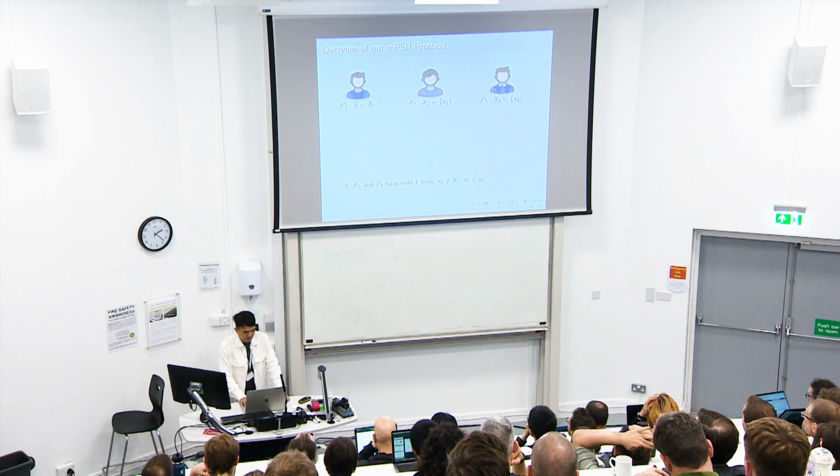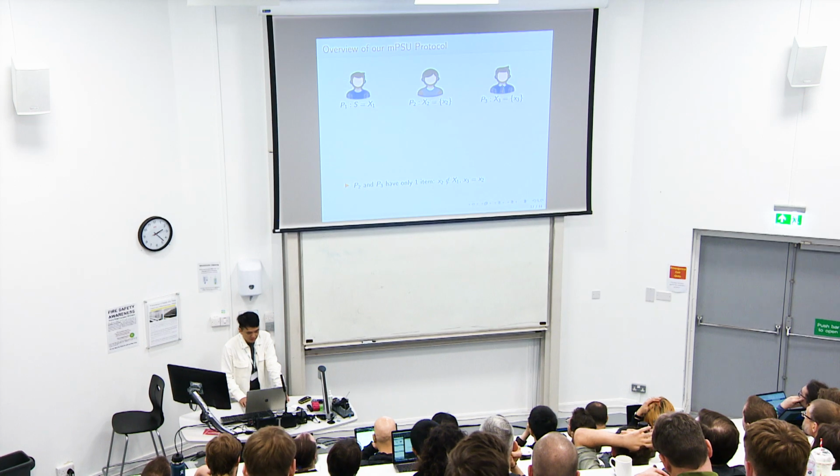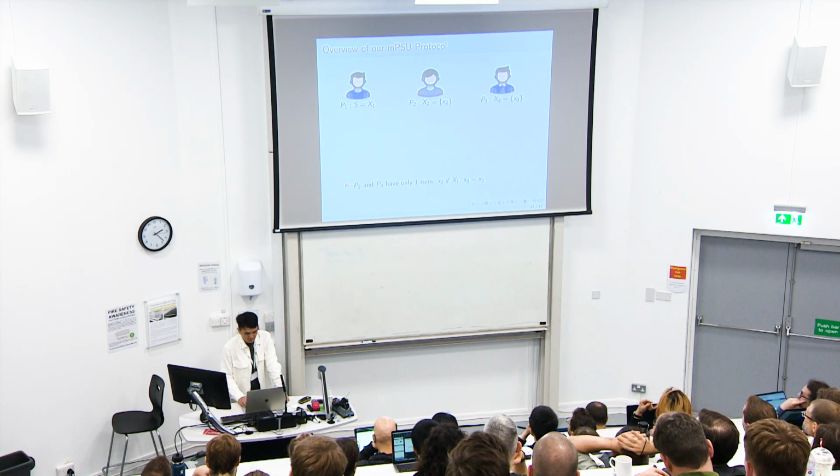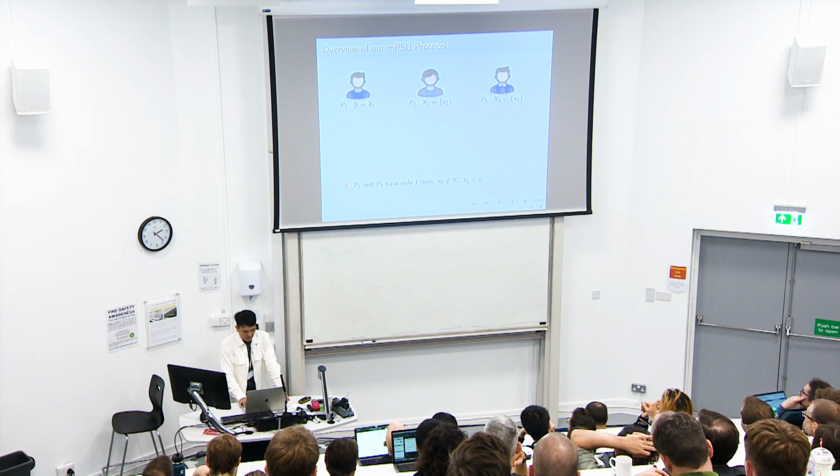So here's an example of how it works. It's a simple example where you have three parties. P1 has a set x1, P2 has a set x2 of one element, and P3 has x3 of one element. And x2 and x3 are equal to each other, and x2 is not in set x1.